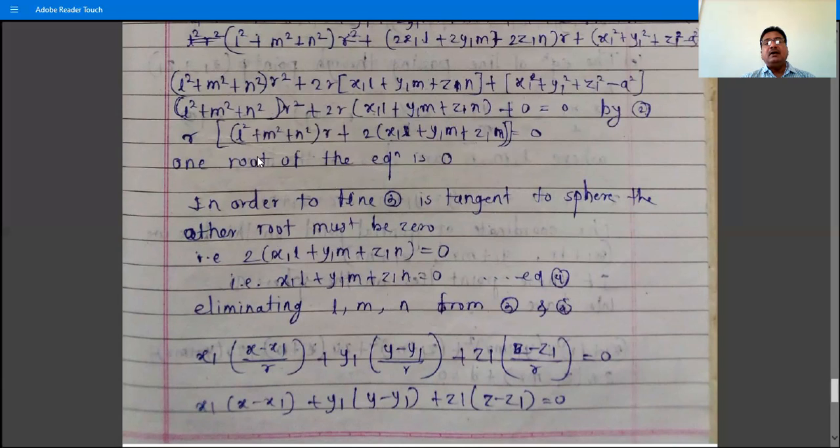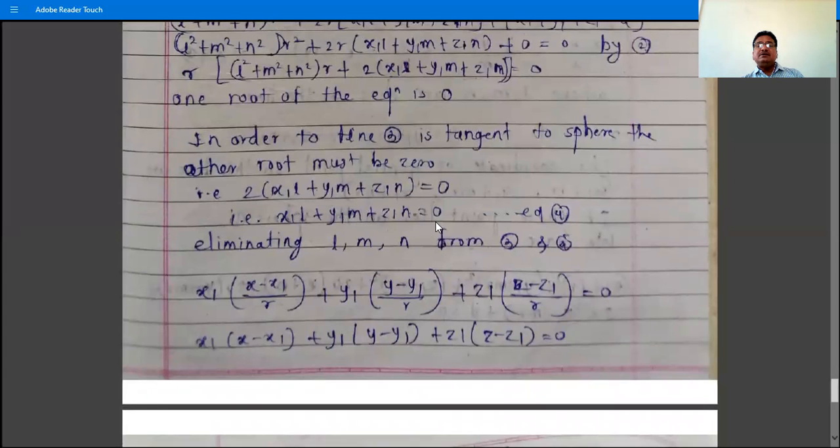Then how can we find the root of this equation? r is equal to 0, and this bracket is equal to 0 means r is this quantity divided by l square plus m square plus n square. But if it is 0, then the other root is 0. So in order for the other root to be 0, this value is 0. If one value of r is 0, then the other value of r is also 0. If we substitute 0 here, we have x1 l plus y1 m plus z1 n is equal to 0.